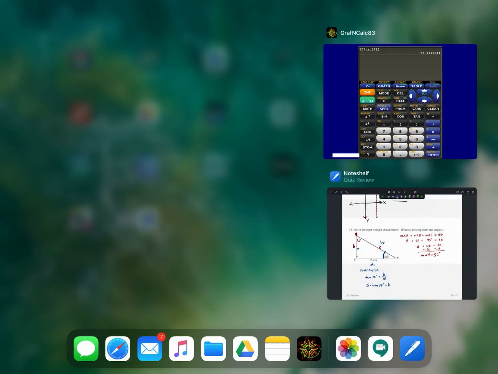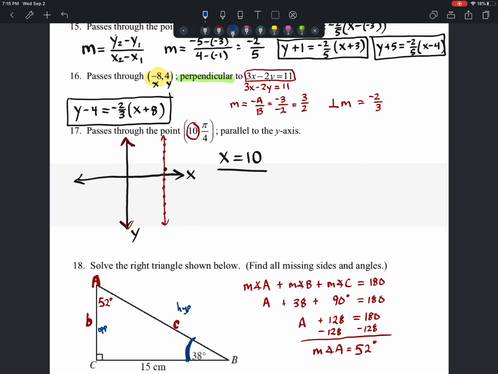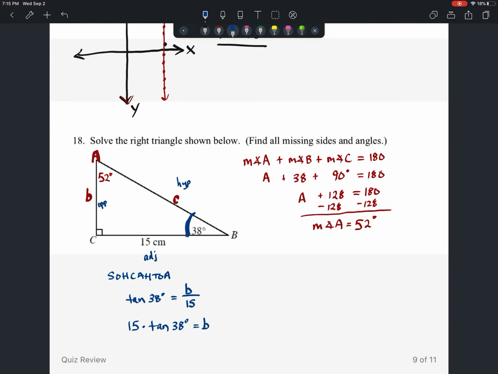11.719. So B is equal to 11.719. So we'll say 11.72 for now. And then that would be what, centimeters? And then we need to do our side C.